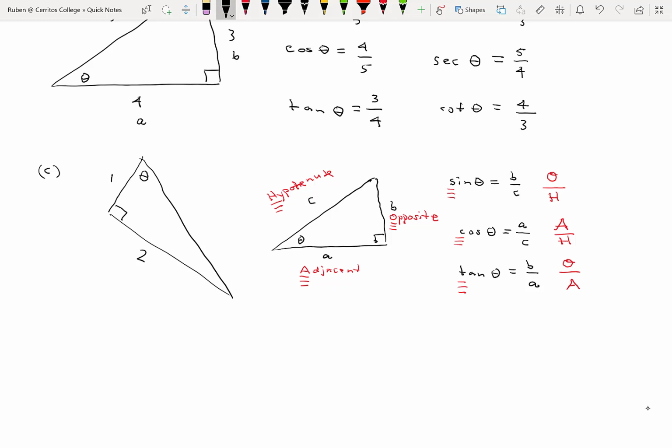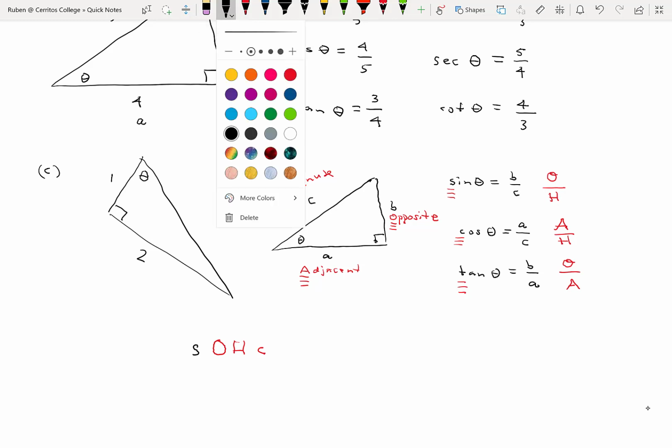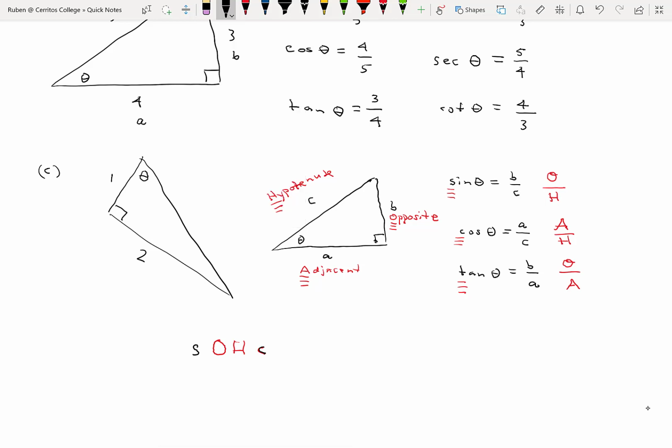So the sine is opposite over hypotenuse. Give me a second here. I want to see if I can get my surface to cooperate. The sine is opposite over hypotenuse. The cosine, my surface is really slow here. I'm trying to get fancy with colors here, and it's not allowing me to. Okay, let's see if I can do it now. Here it is: cosine is adjacent over hypotenuse. The tangent is opposite over adjacent.